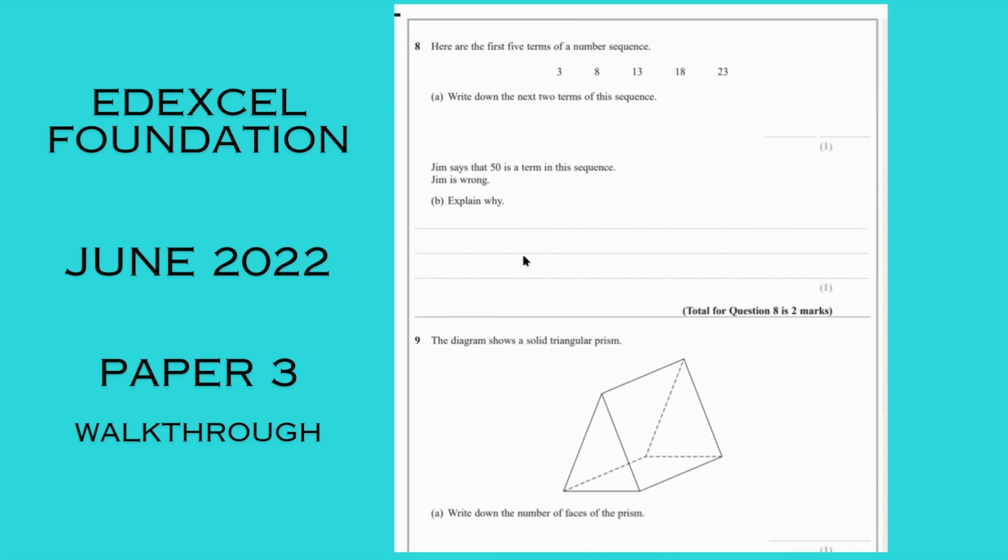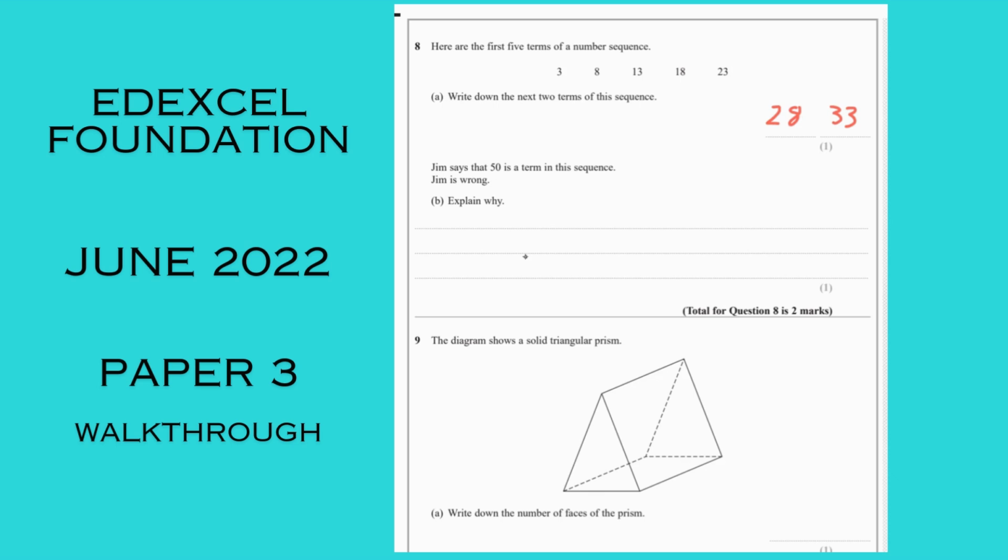Number 8. Write down the next 2 terms, so you could make a note that it's going up in 5s, and it's going to be 28 and 33. I'll not write them all down, but here are the most obvious alternative answers for this one.